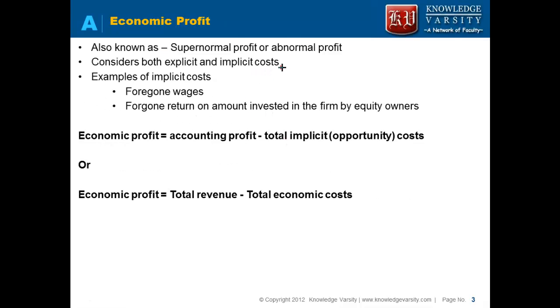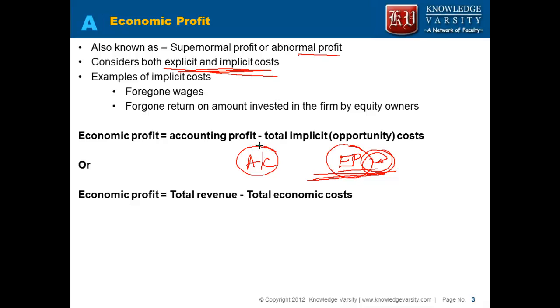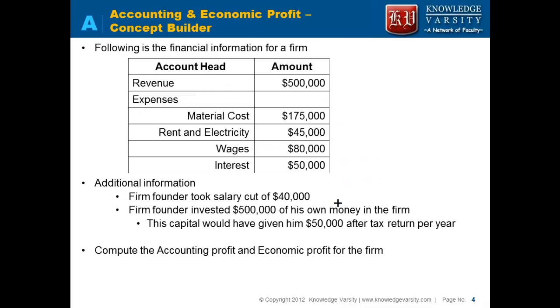We have another concept, which is economic profit. It is also known as abnormal profit, supernormal profit. It considers both the explicit and the implicit cost. So it may happen that a firm is producing accounting profit, but it may not be producing economic profit. This is our idea. We are not bothered about accounting profit, we are bothered about the economic profit. So your economic profit is total revenue minus your total economic cost. So we introduced the concept of economic profit and accounting profit computation.